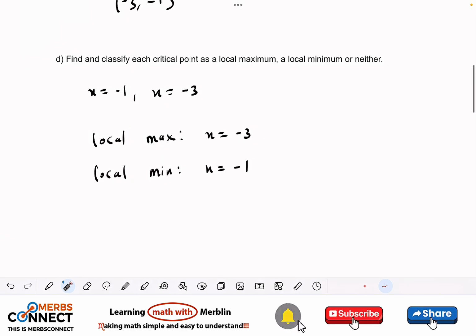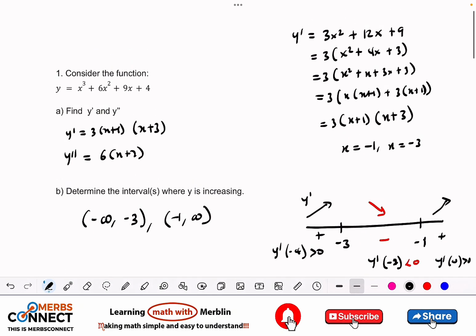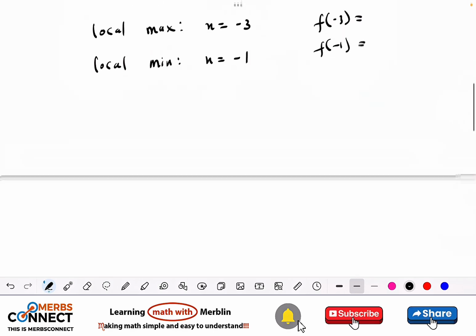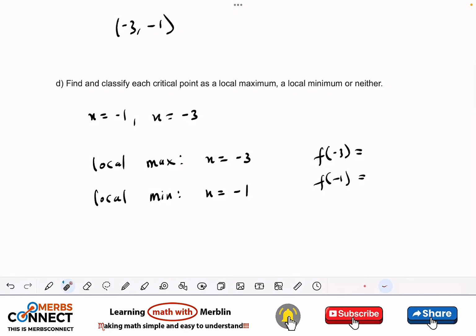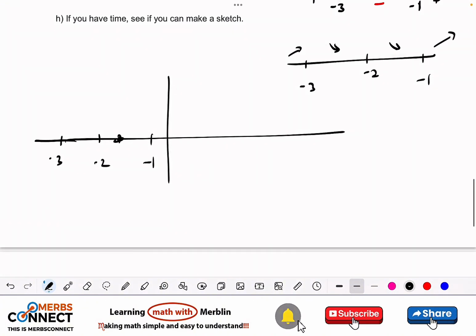So let's try and find a point. What is f of -3 and then f of -1? So let's plug them in. Oops, this is going to be a lot. So instead of computing, what we just need to do is compute this, and we need to compute f of -2 for the point of inflection as well, so that we can get the y coordinate. But I'll just sketch. So we need to have something like this.